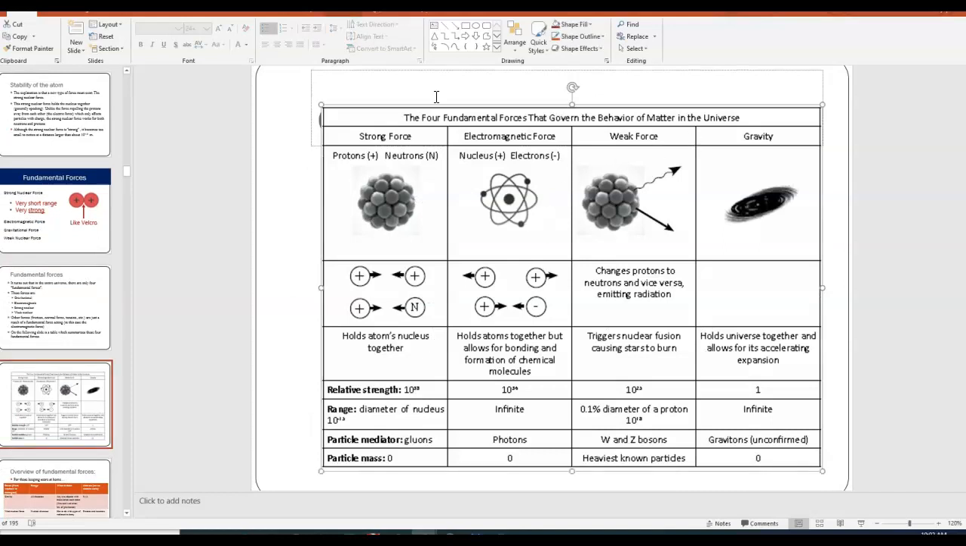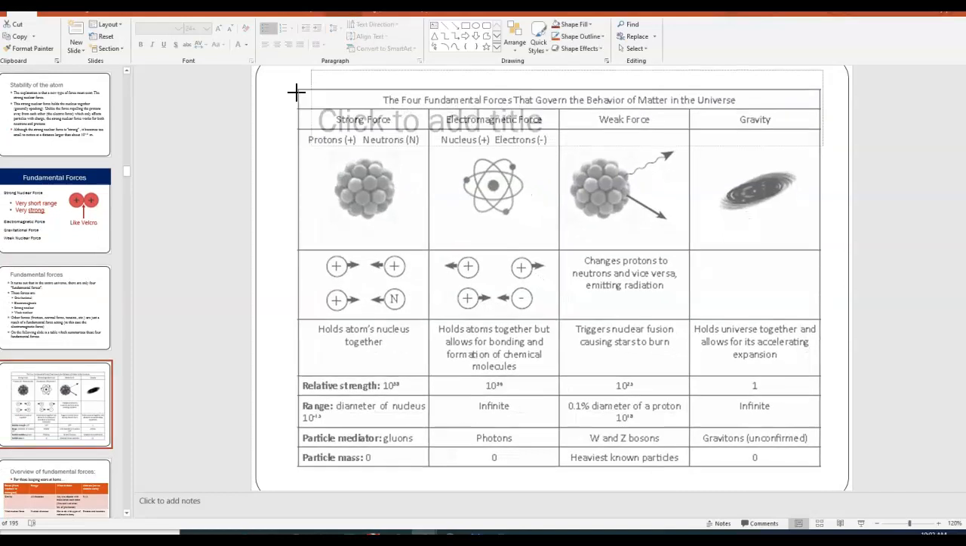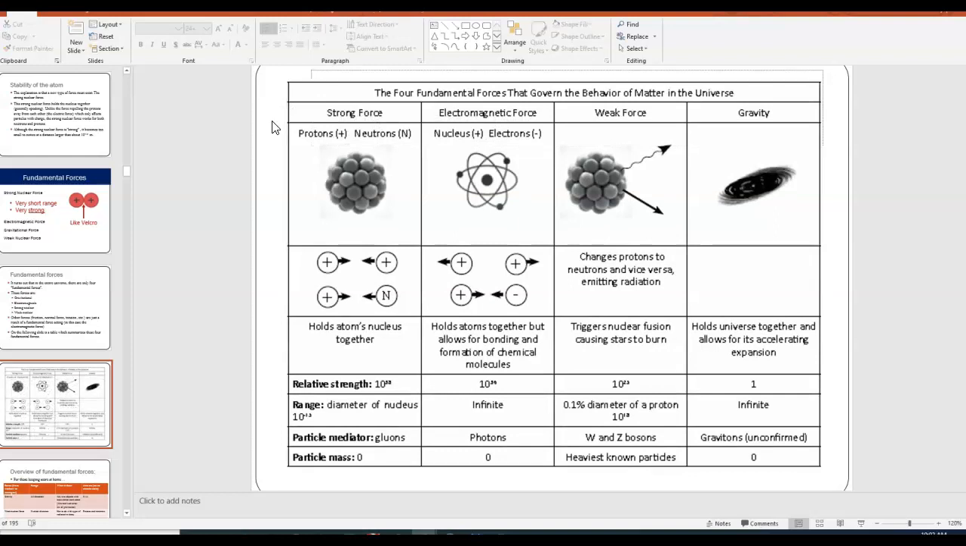Your book goes into great detail about explaining the 4 fundamental forces. Not great detail, but more detail than I want to get into. But this is basically a chart showing you the different types of fundamental forces. Obviously, we're talking about nuclear stability right now, so really we only care about these first 2, the strong force or the strong nuclear force and the electromagnetic force.